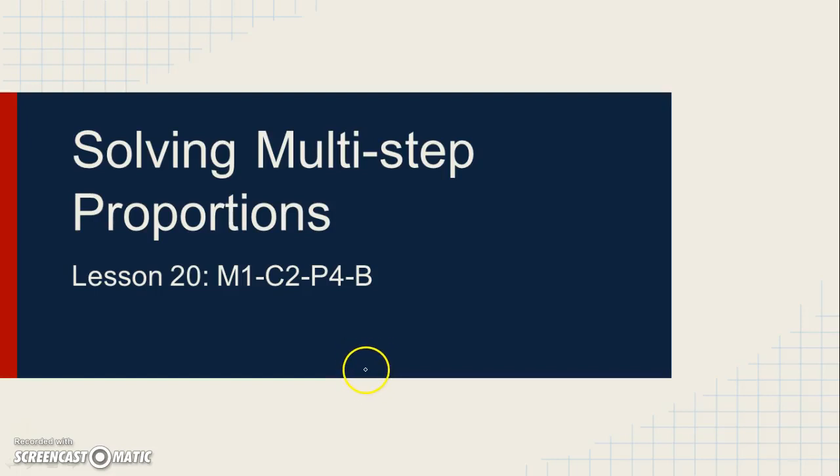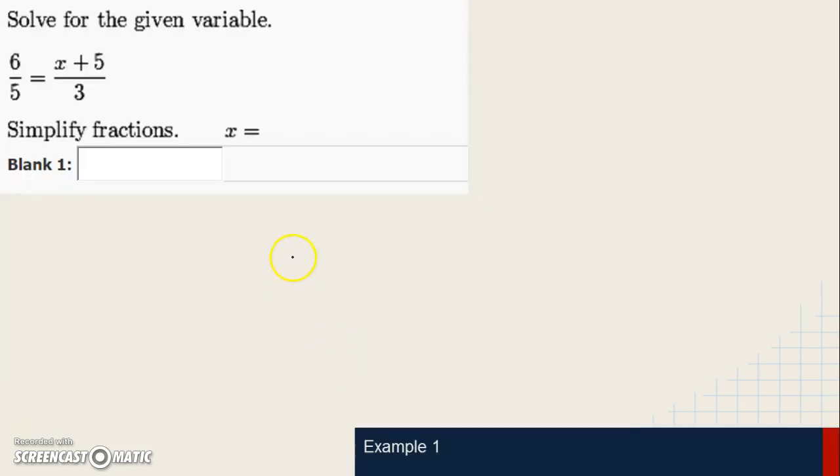Today we're going to look at solving multi-step proportions. And just like in solving two-step proportions, what we're trying to do is find the value for the variable that makes both of these ratios, or both of these fractions, equivalent. So just like in two-step proportions, the first thing that we're going to do is cross multiply, because cross multiplication is a shortcut or mechanical way of just using inverse operations.